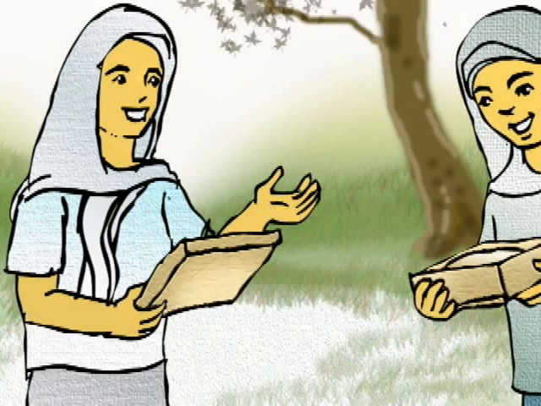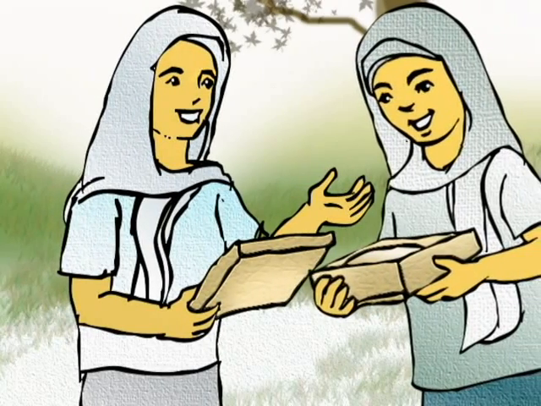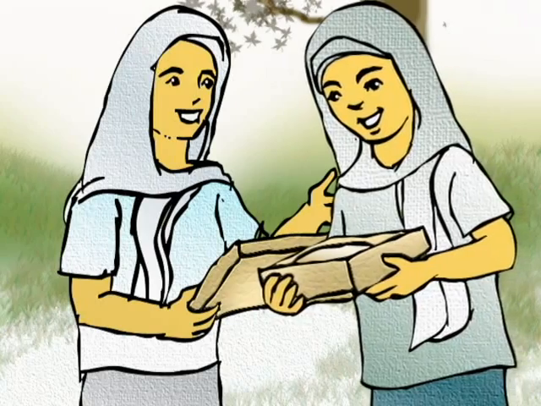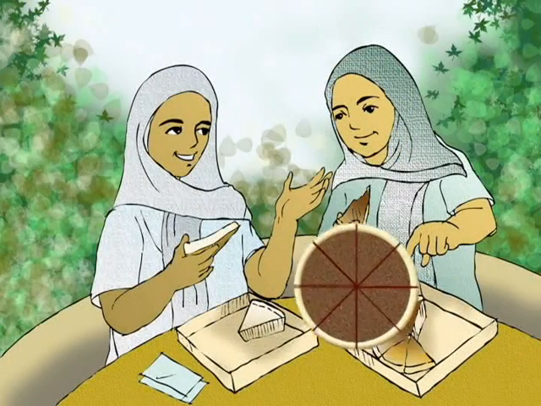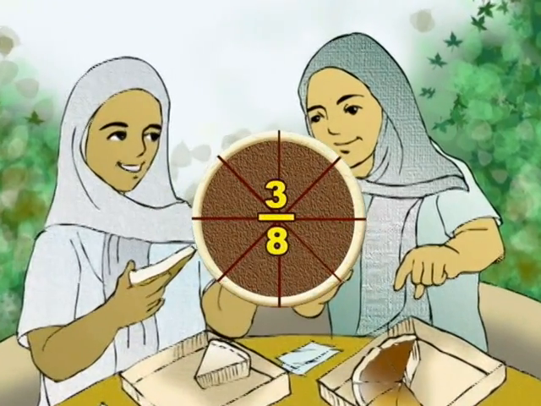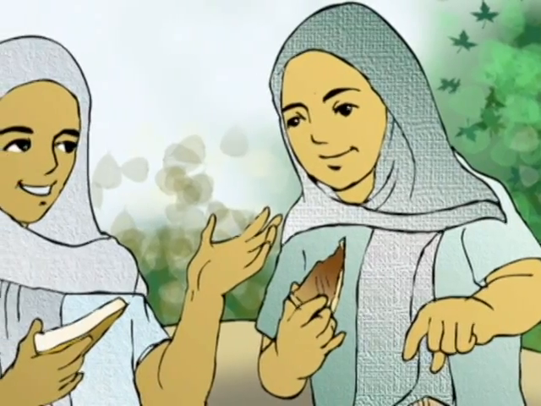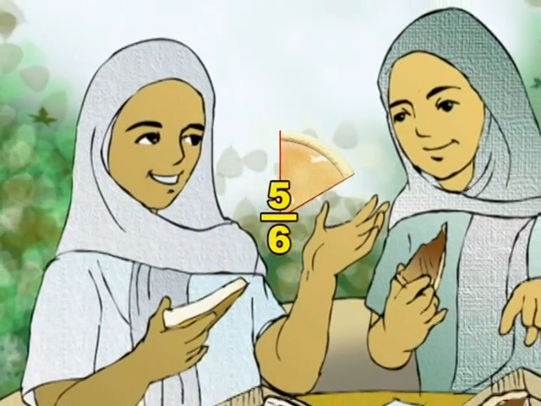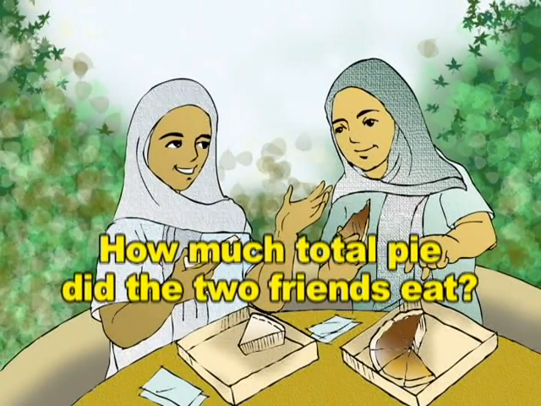Alice and Jasmine went on a picnic. Alice brought a buko pie with her because she knows that Jasmine loves buko pie. Jasmine brought egg pie because Alice loves egg pie. They found a good spot where they can sit and started to eat the pies. Alice ate 3/8 of Jasmine's egg pie. Jasmine, on the other hand, ate 5/6 of Alice's buko pie. How much total pie did the two friends eat?